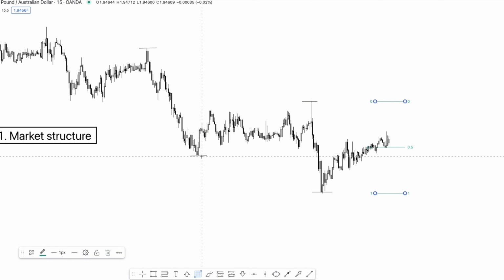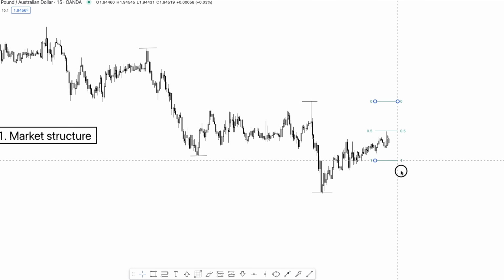And when I mark for structure, I mark my wicks. I don't really do the bodies when I'm doing structure. I use bodies for other things, but when I'm doing structure, I count the wicks too, because sometimes on another time frame, this can still be structure and we just won't see it. So once we have our Gann box and we marked it from our high to low, you take it like this and you drag it to the low.